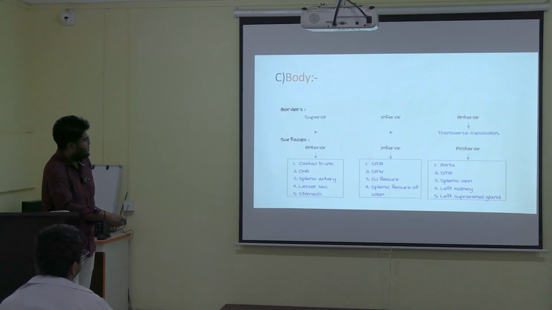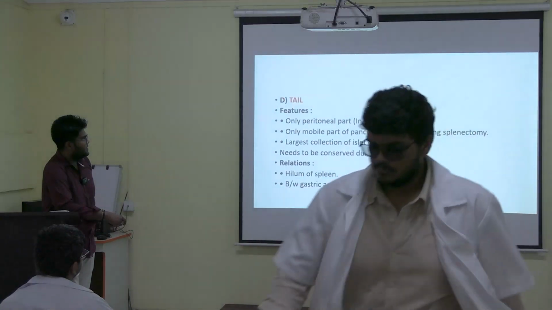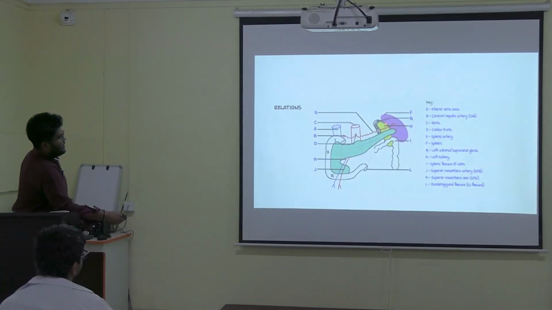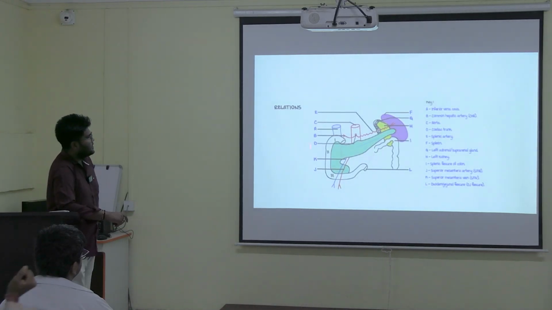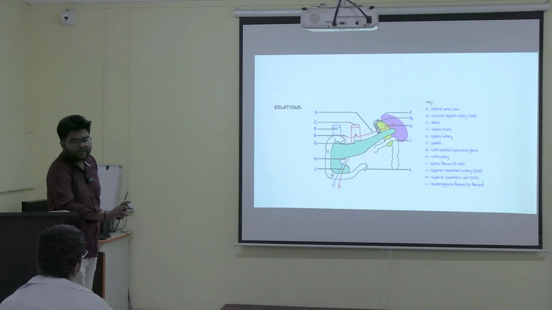Here the superior mesenteric artery and the superior mesenteric vein are present, and the splenic flexure of the colon is present here. The posterior part, meaning the posterior surface, has the superior mesenteric artery, aorta, and then the splenic vein, left kidney and left suprarenal gland attached. See this image, left kidney, left suprarenal gland, attached posteriorly. By looking at this image you can easily identify the relations, because identifying these parts is very important.